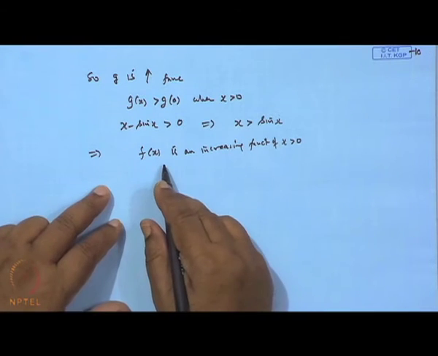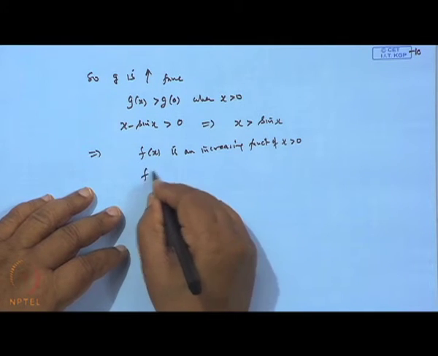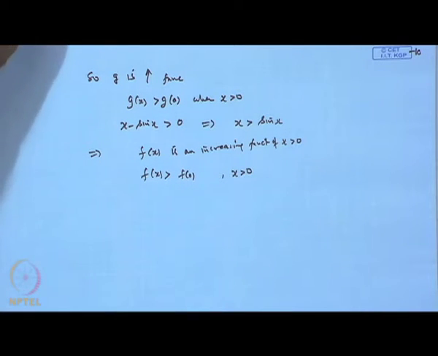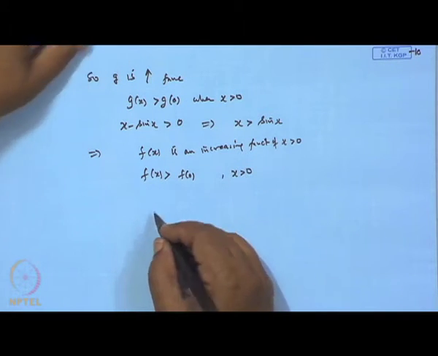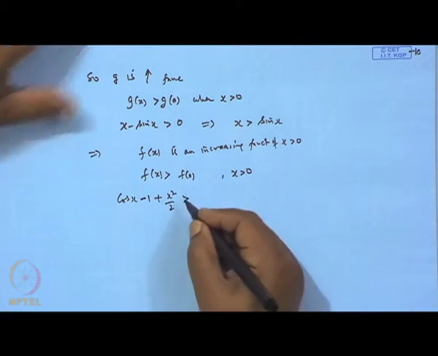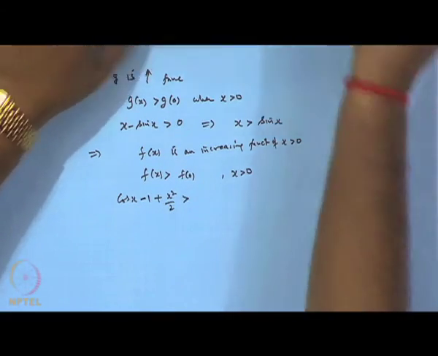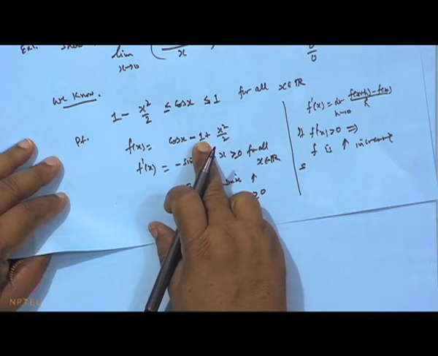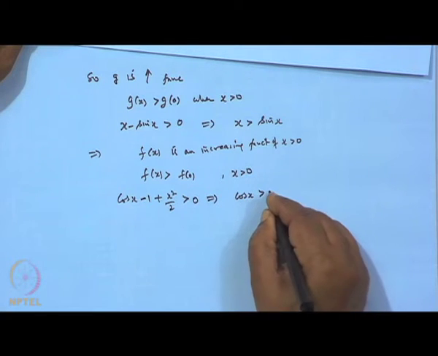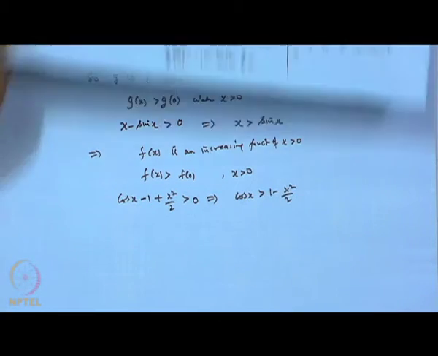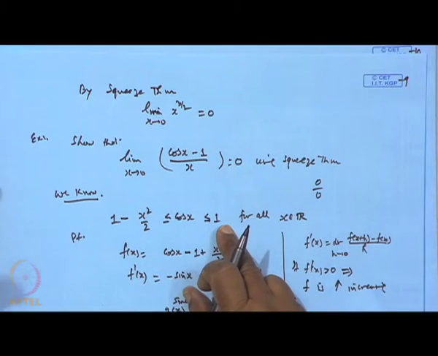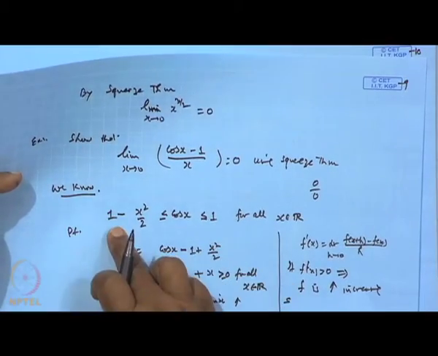So, when it is an increasing function of x, then the value of f x is greater than f of 0 when x is 0. But f x is cosine x minus 1 plus x square by 2, which is greater than f of 0. When you take f of 0, then x is 0 means 1 minus 1, 0. So, this is 0. This implies that cosine x is greater than 1 minus x square by 2. So, this side is proved. Cos x is always less than or equal to 1, because it is a function bounded by 1. So, this result is true.